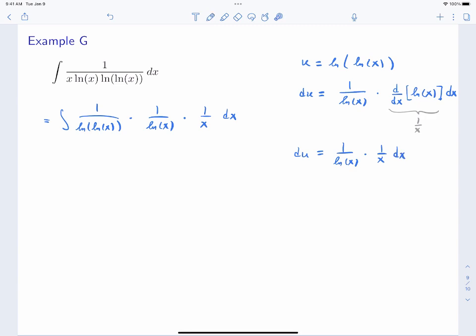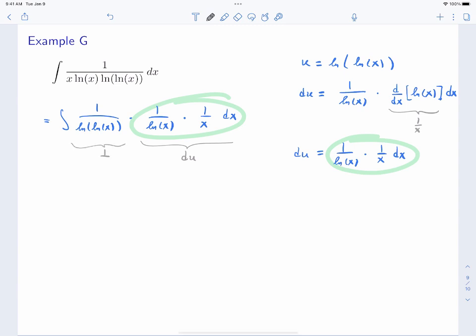And that should look kind of familiar because here it is right there. That's the same as that: 1 over ln of x times 1 over x dx. So all of this right here, this is our du. And here we have 1 over u. So as complicated as this expression started out, it turns out that if you make this substitution, it's just the integral of 1 over u du, which is something we know how to integrate. That's ln of the absolute value of u plus c.